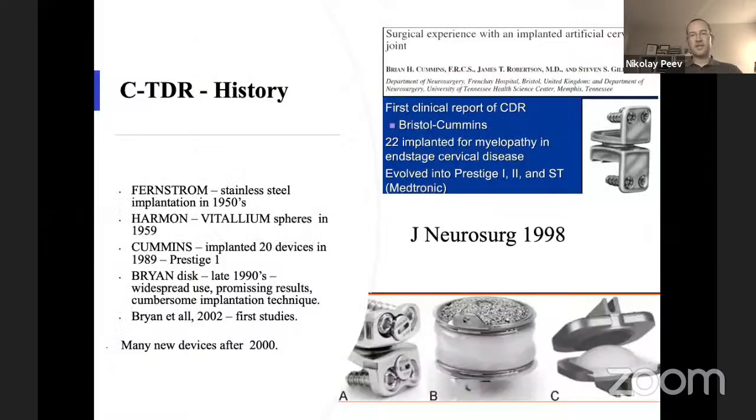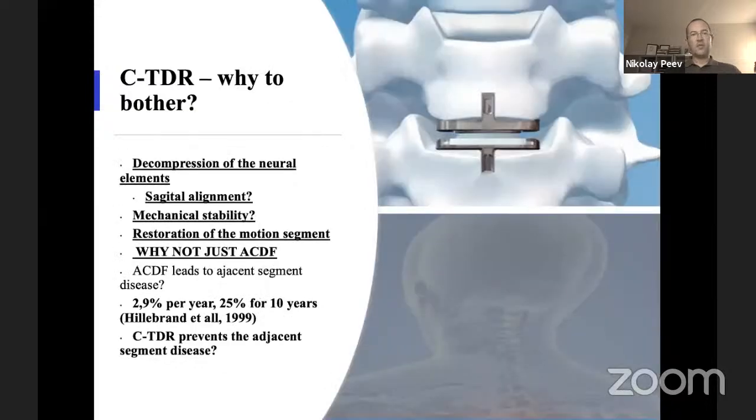So this is how it started. The first disc was designed actually in Bristol in the UK in 1998, and then after this there was an avalanche of new devices which have been introduced, trialed and surveyed. So now we have first generation, second generation is now launched as well, and we have many options in that respect. So why should we bother with cervical disc replacement?